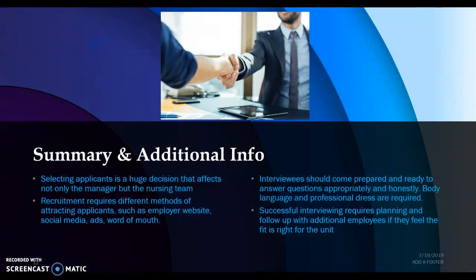And summary and some additional info. Selecting applicants is a huge decision that affects not only the manager, but also the nursing team. Recruitment requires different methods of attracting applicants, such as employer websites, social media ads, and word of mouth. Interviewees should come prepared and ready to answer questions appropriately and honestly. Body language and professional dress should be required. And lastly, successful interviewing requires planning and follow-up with additional employees if they feel that they are the right fit for the unit.